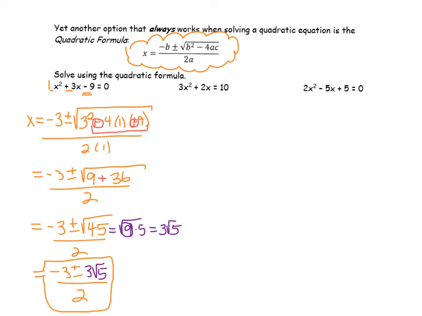Let's try one more and then we'll call it good. 3x squared plus 2x equals 10. Well, the first thing we need to do is put it in the correct form for solving. We need to set it equal to 0. The easiest way to do that would just be to subtract 10 to the other side. That gives us 3x squared plus 2x minus 10 is equal to 0. What I'd like you to do is plug it into the quadratic formula and simplify. That'll be your homework, and we'll check it tomorrow in class.